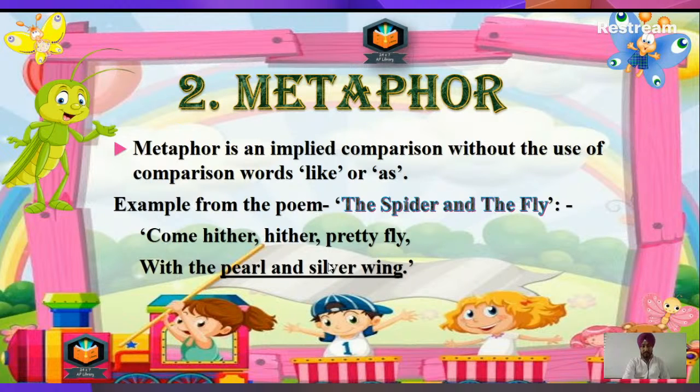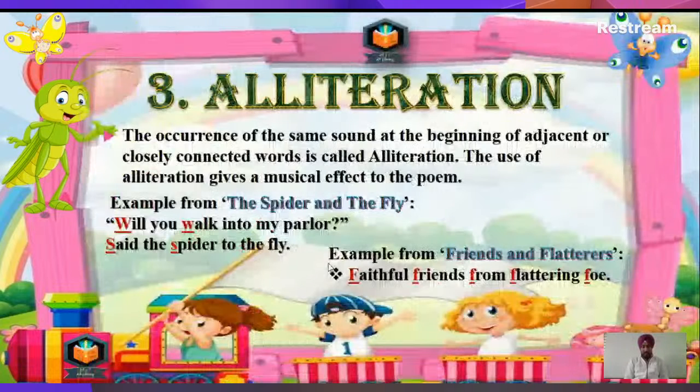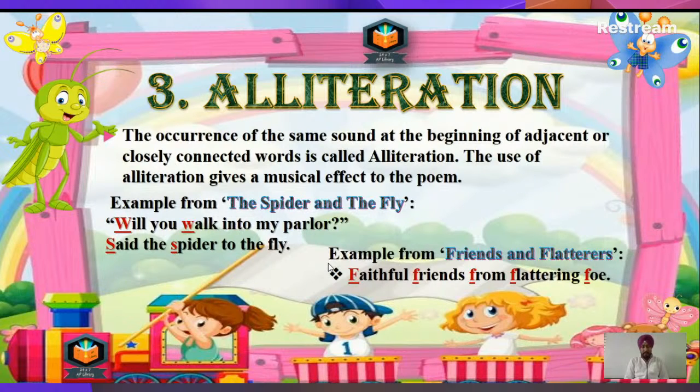Let's move to the next one, alliteration. The occurrence of the same sound at the beginning of adjacent or closely connected words is called alliteration. The use of alliteration gives a musical effect to the poem. Alliteration is the repetition of the same sound. When the same sound is repeated in the same line, that is called alliteration. That same sound can be at the beginning of adjacent or closely connected words.